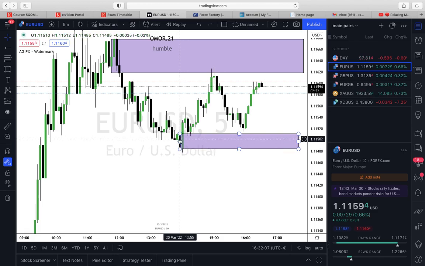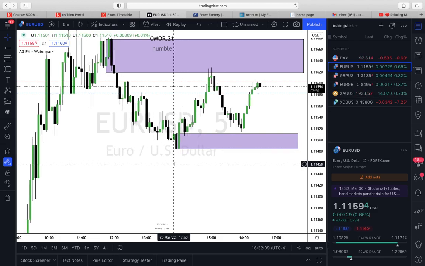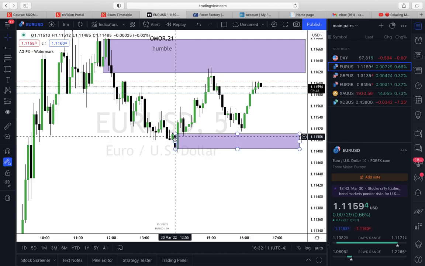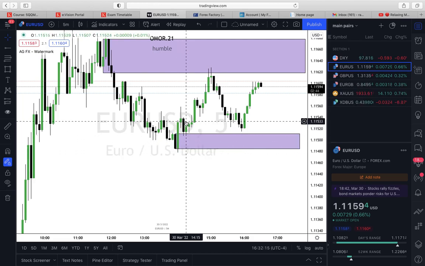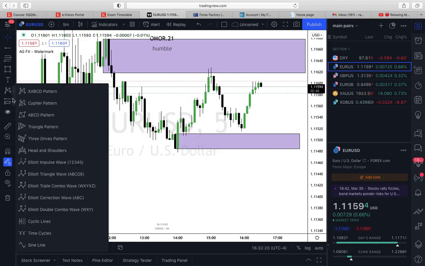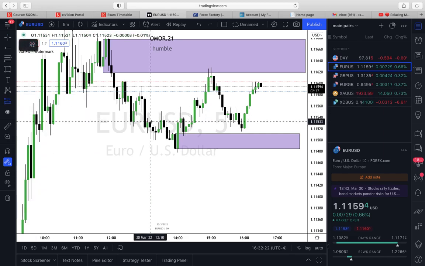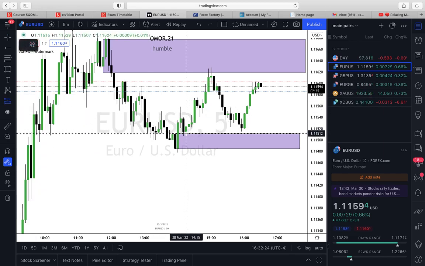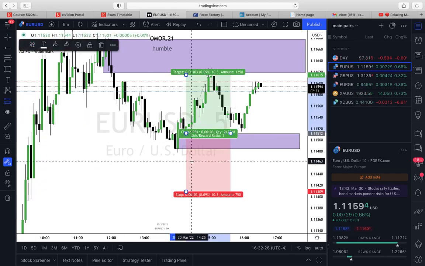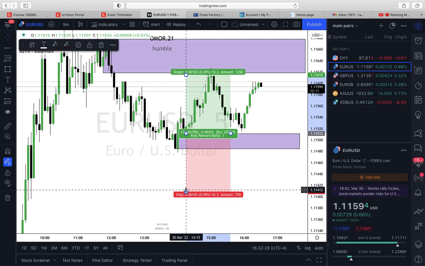And then you can actually pinpoint the change in the state of delivery. The change in the state of delivery was here, this down close candle before the up move. So how would you enter off of it? If you want to use it on the lower time frames as an entry technique, when you see this, you put your entry there at the open.